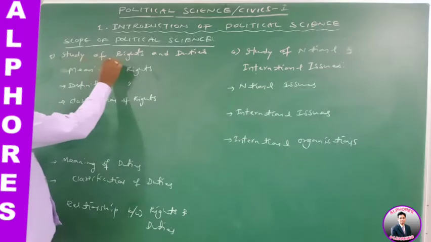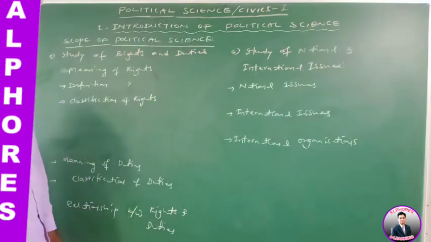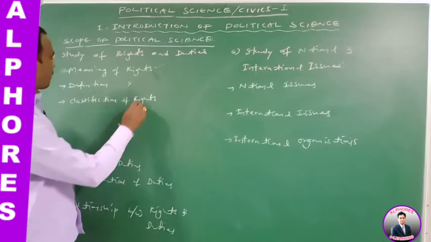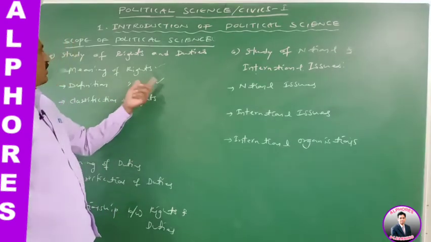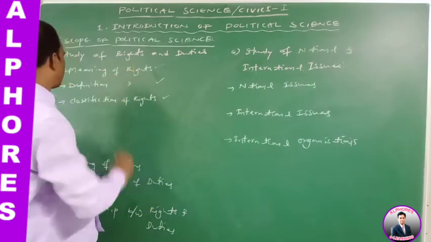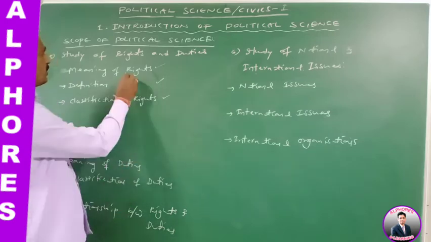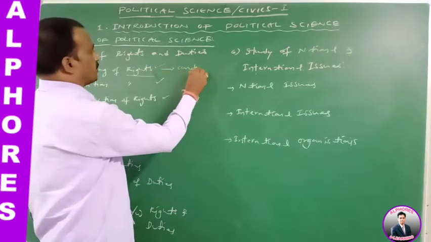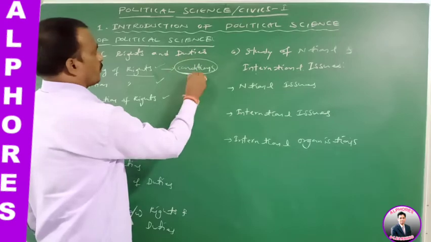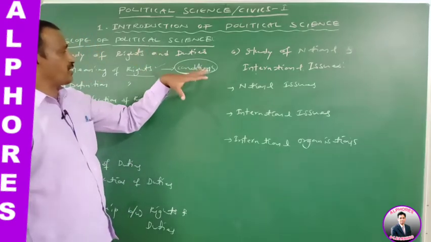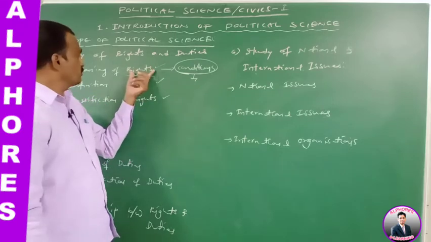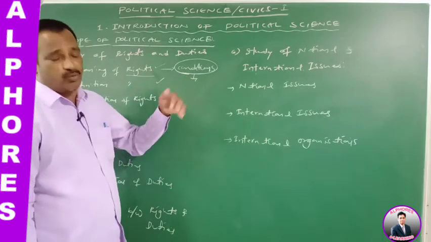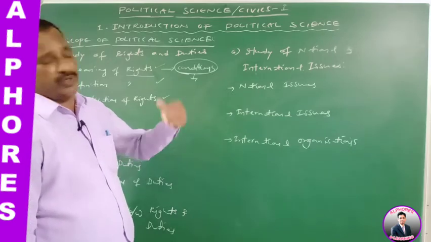The fifth one is the study of rights and duties. Now political science explains what is meant by rights. It gives the definitions of rights. It explains the classification of rights. Now here, what is the meaning of rights? Rights are nothing but conditions for the development of the personality of the individuals. In other words, rights are conditions for the all-round development of the individuals. All-round development means development in all sectors: social sector, political sector, economic sector, and so on.